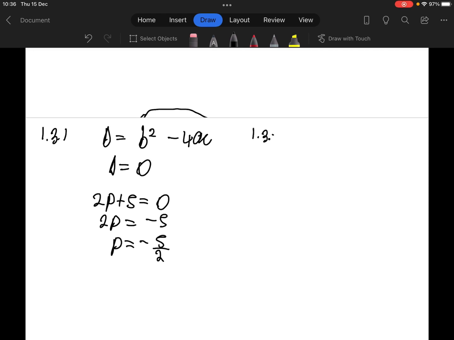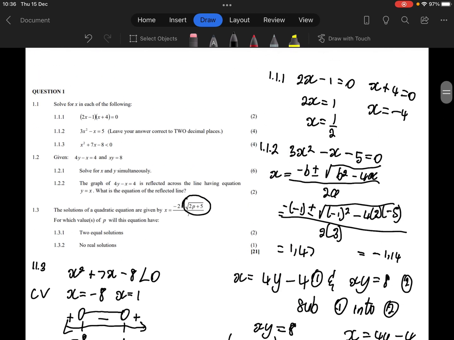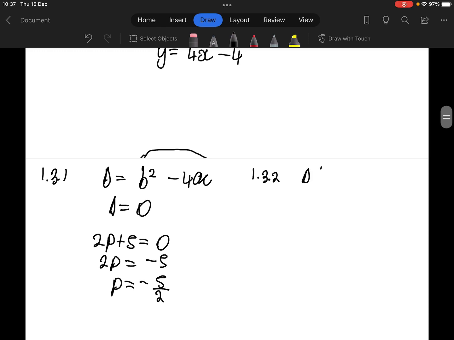Moving on, 1.3.2. It states that for which values of p will the equation have no real solutions? Okay, so it's also important to know that for it to have non-real solutions, delta has to be less than 0. So delta less than 0, and we have the expression for delta, which is 2p plus 5. Taking the 5 over is a negative 5, and again dividing by 2, we get negative 5 over 2.